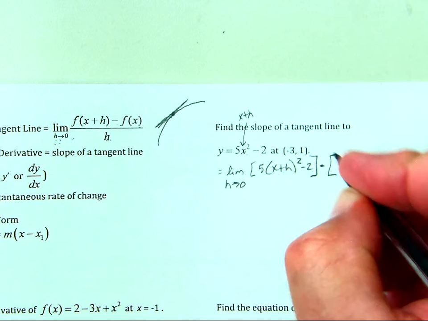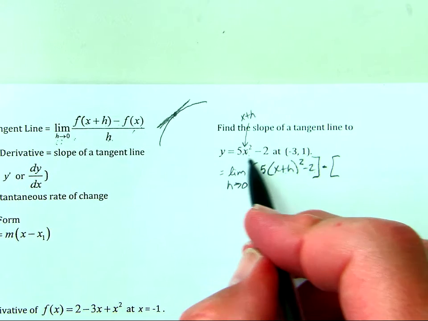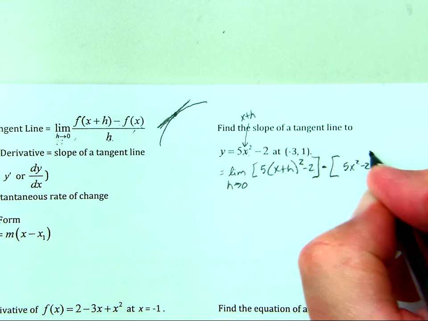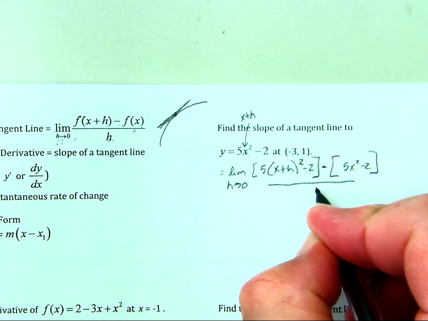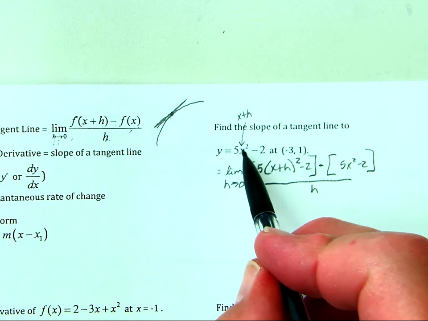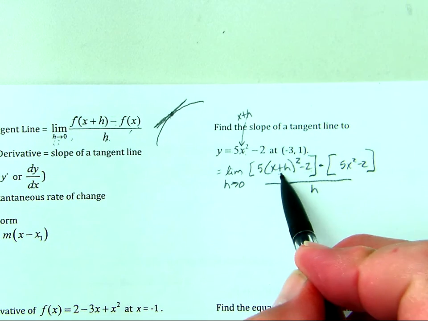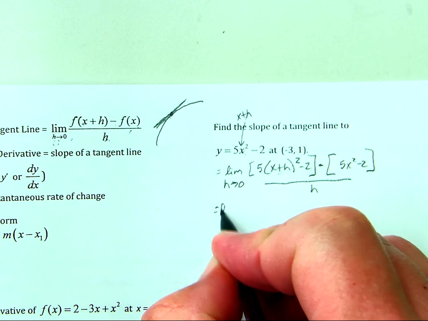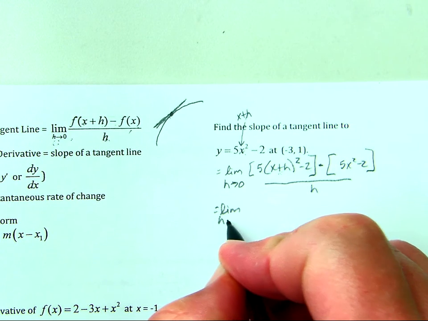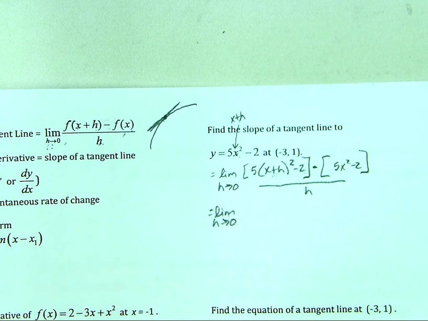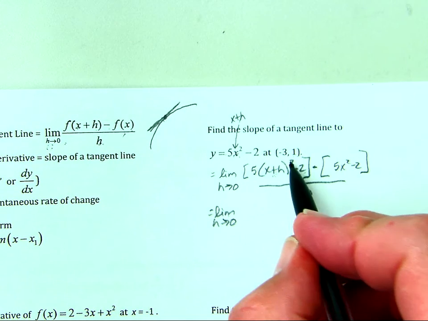Now it's minus f of x. Well, f of x is just our original function, 5x squared minus 2, all over h. And that's how we start. Wherever you see an x, we're going to put an x plus h in its place. Now we have to do some simplifying. Again, as I mentioned in one of the others, you need to keep your limit notation on there until you actually find the limit. All right, we need to FOIL this out.